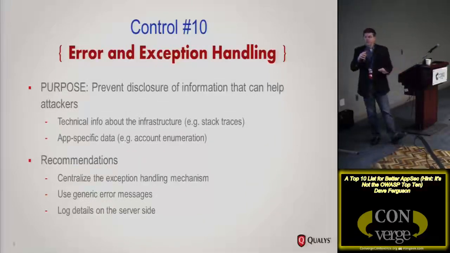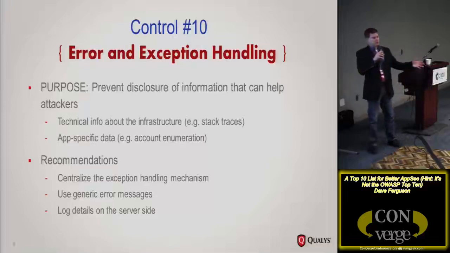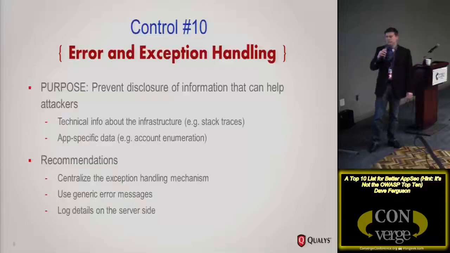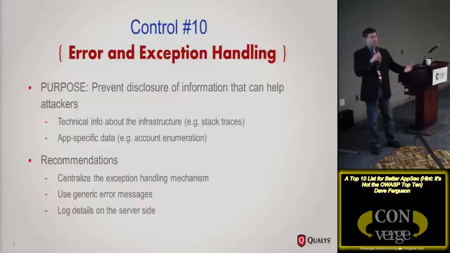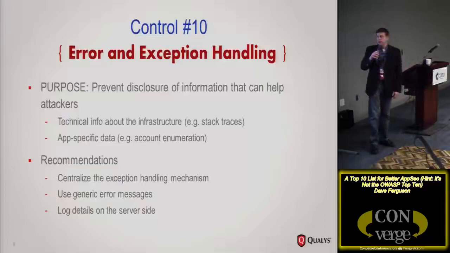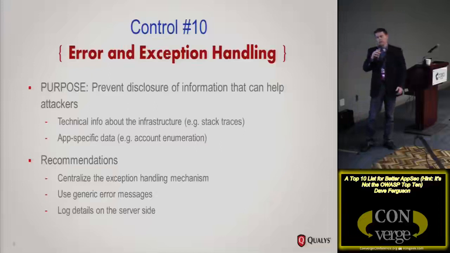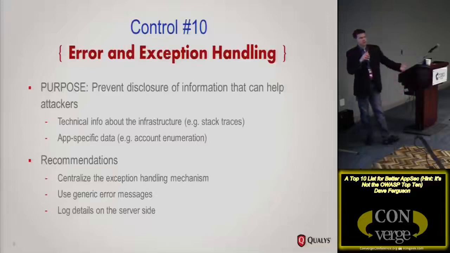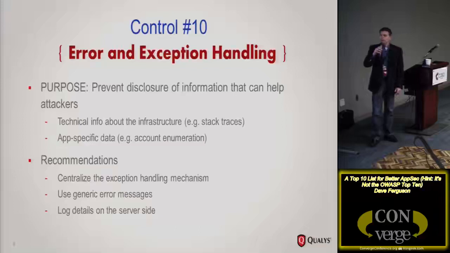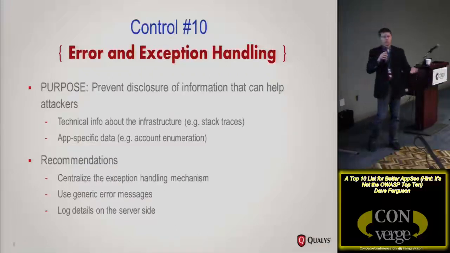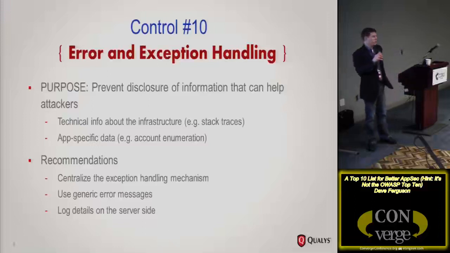It doesn't necessarily have to be technical information about infrastructure. Although things like stack traces being returned to the user in a browser, that's very helpful to know what software is running on the server, and maybe you can attack it. But it's also related to things like application-specific data. Account enumeration is the big one. Like when you have a login page in a web app, it shouldn't be disclosing whether or not the username that was tried is a valid username. It should just be a generic error message. If it does disclose whether it's a valid username, then you're talking about account enumeration.